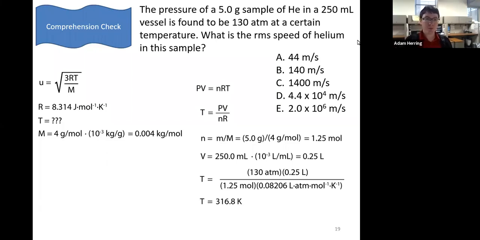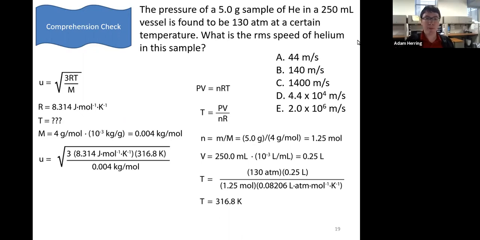We can solve for the temperature and then plug that in to the other equation to solve for the root mean square speed. Take the square root of 3 times R times the temperature in Kelvin over the molar mass in kilograms per mole. Remember that a joule is a kilogram meter squared per second squared. That's why we need our molar mass to be in kilograms per mole. The kilograms cancel, the moles cancel, and the kelvins cancel. Then when we take the square root, we're left with meters per second, and that's about 1,400 meters per second.